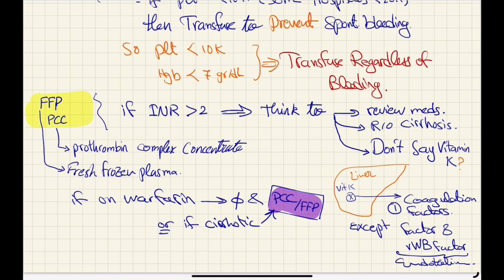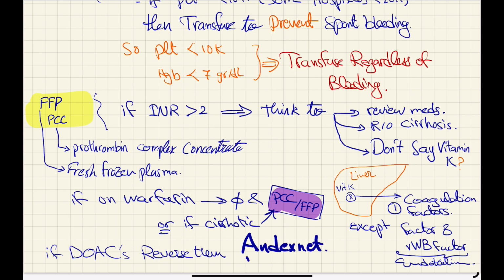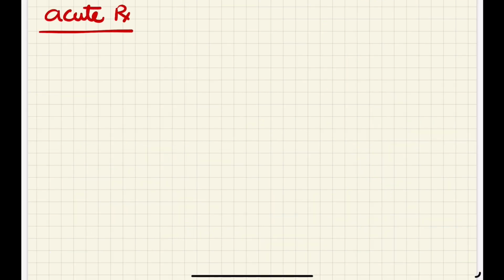So if the patient is taking warfarin, you stop the warfarin and you give PCC or FFPs. And if the patient is cirrhotic, you give them also to correct the INR. If the patient is taking DOACs or NOACs, the direct oral anticoagulation medication or novel oral anticoagulation medication, we can reverse them. We have andexanet for factor 10 medications like rivaroxaban, and also we have idarucizumab for dabigatran. Remember the da in idarucizumab and dabigatran, you give it to reverse it.